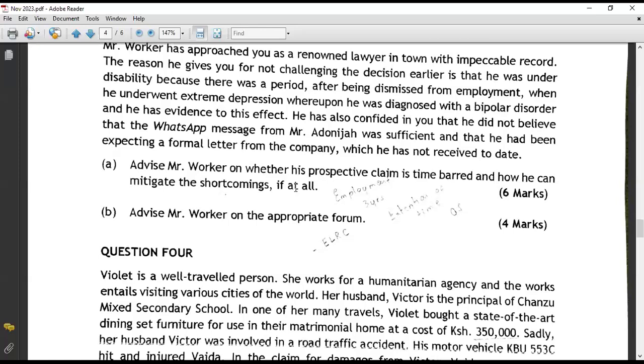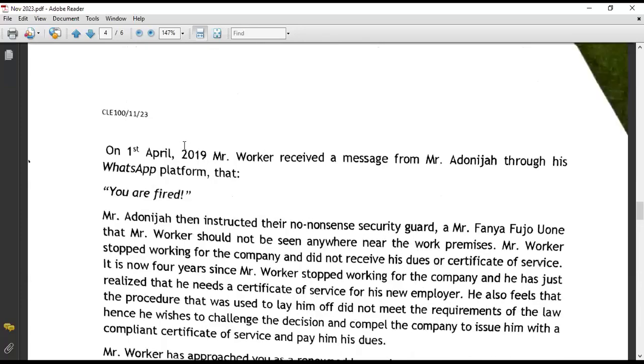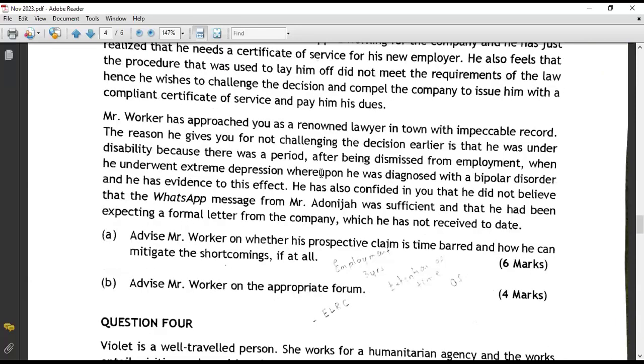So that's the depression that he went through after he was fired in first. So he ought to have brought his claim by latest 1st April 2022. And this exam was being done in November 2023. So his claim was time barred under the Employment Act, Section 90. That is the first part of the answer.